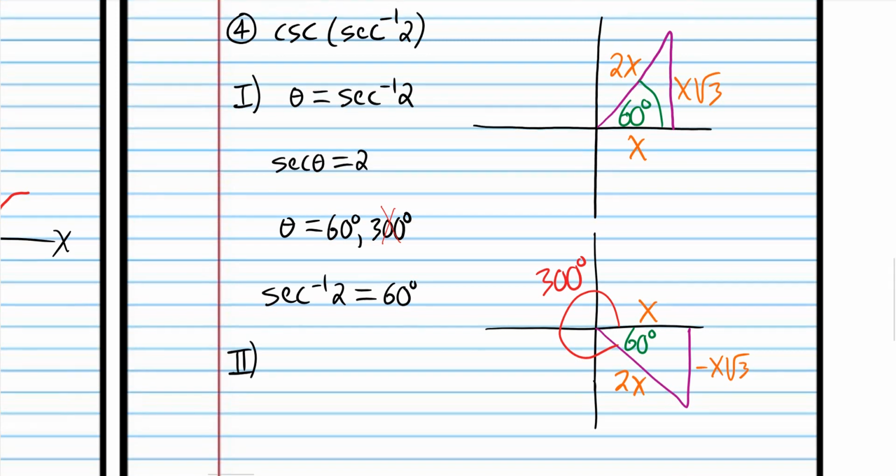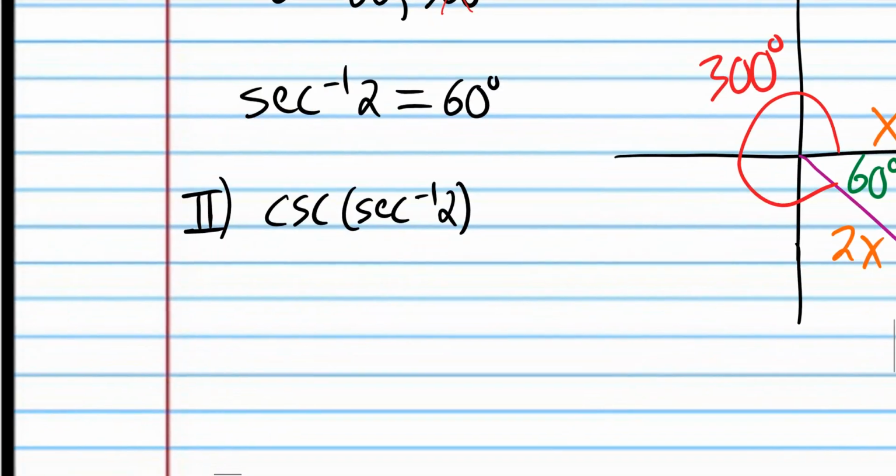Okay, so on to part 2. Now we're going to find cosecant of secant inverse of 2. And we know secant inverse of 2 is 60 degrees.